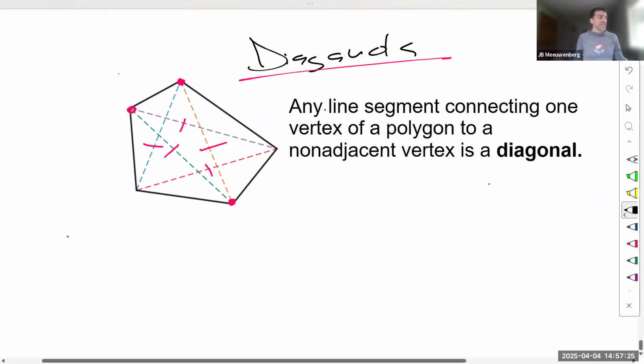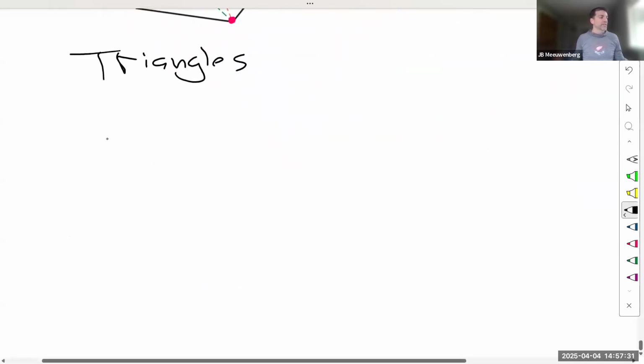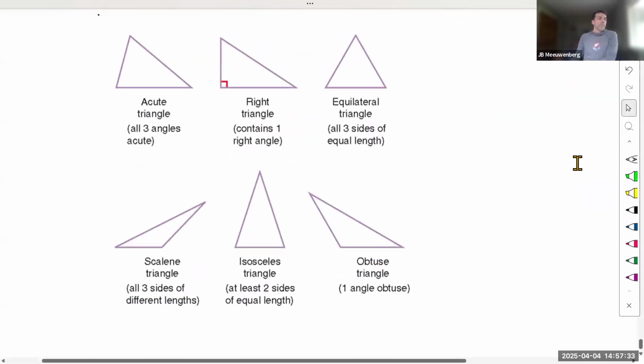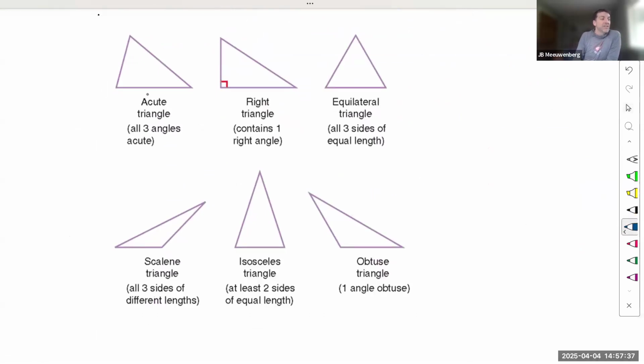Triangles we know have 3 sides, and we can classify them in a number of different ways. So just like we had angles that were acute, we can also have an acute triangle. An acute triangle means that all 3 of its angles are acute. And acute means they are less than 90 degrees. So that's an acute triangle.